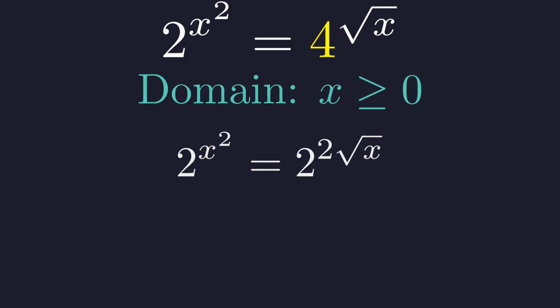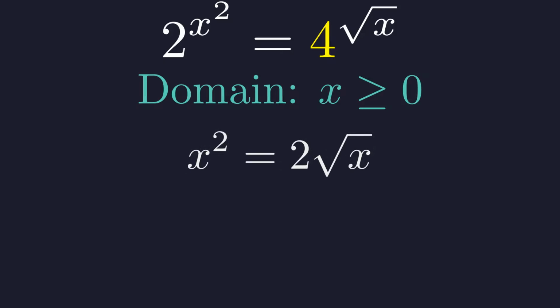Since the exponential function is 1 to 1, if 2 to some power equals 2 to another power, those exponents must be equal. This gives us a much simpler equation. x squared equals 2 times square root of x.